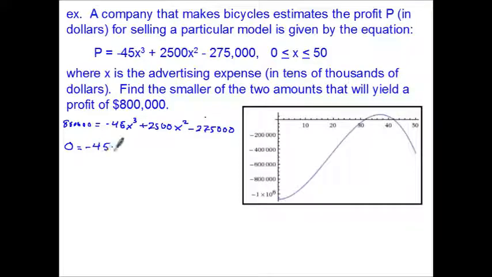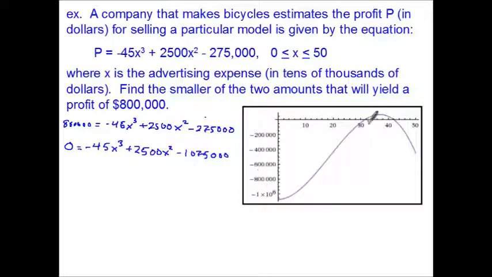So I get a new equation that looks pretty similar to what we just had, but now the 275,000 minus 800,000 actually gives me 1,075,000. And so now graphing that actually gives me the graph you see to the right. Now what the question is actually asking us to do is find the smaller of the two amounts that will yield a profit of 800,000, and that's what I'm looking at here.